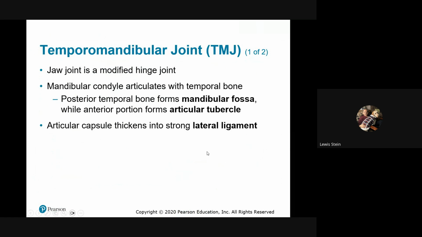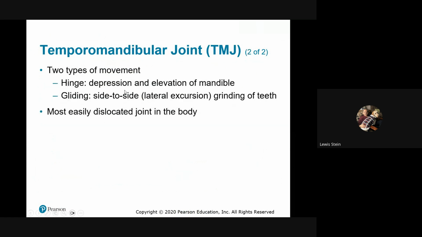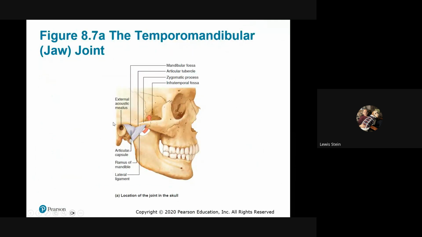So you'll see this. But the other thing is inherently unstable because it only has a strong ligament on the outside, called the lateral ligament. So it's hinged in the sense it moves in the sagittal plane, and it does have that side-to-side ability. Yes, most easily dislocated. It's complicated by your bite. It's complicated by trauma. All of those things.